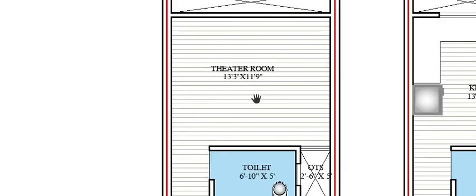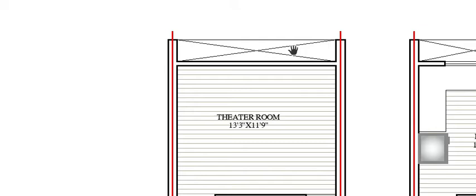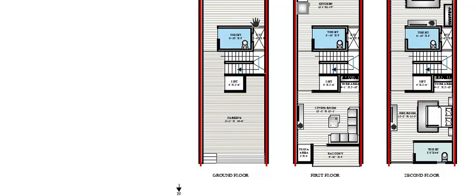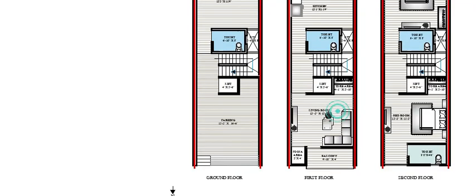And this one, I already told you about the requirement. They want the theater room, which is located on the ground floor. The size is 13 feet 3 inch by 11 feet 9 inch. It means here to here is 13 feet 3 inch, and here to here is 11 feet 9 inch. This is the 1.5 feet wide OTS going through to the terrace floor. This is the overall ground floor plan.